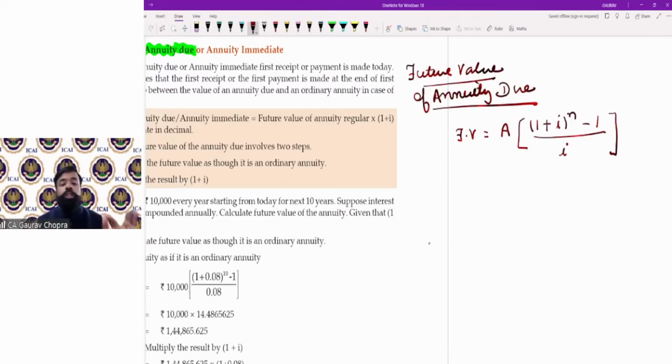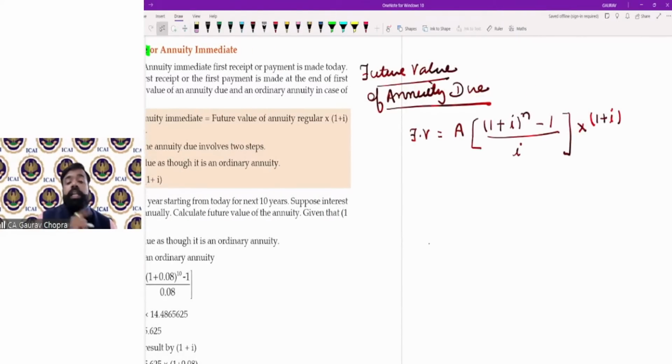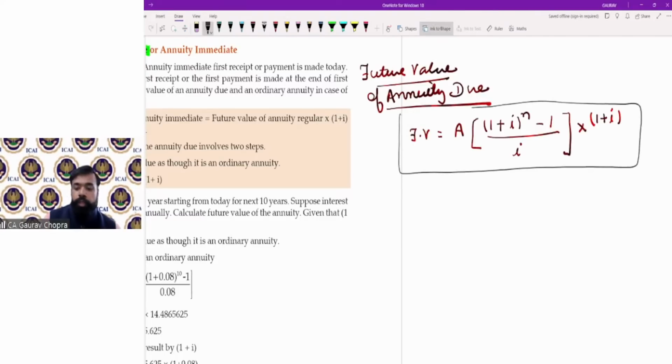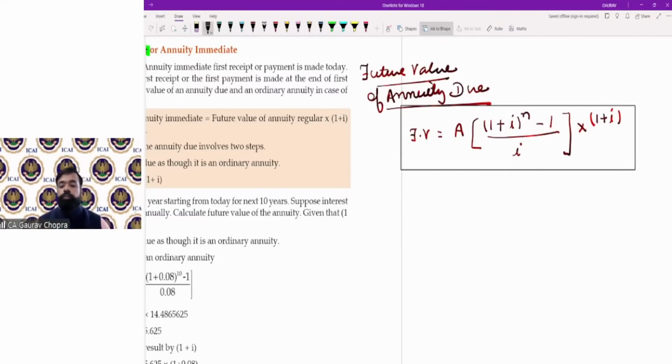ये formula future value of annuity regular का था, right? अब जैसे ही हम इसको multiply कर देंगे 1 plus I से, ये formula बन जाएगा किसके लिए? For annuity due. So now this is the formula for annuity due. Okay, this is the formula for annuity due. So सिर्फ आपको क्या करना है? मल्टीप्लाई करना है 1 plus I से. Now annuity due में क्या होता है?